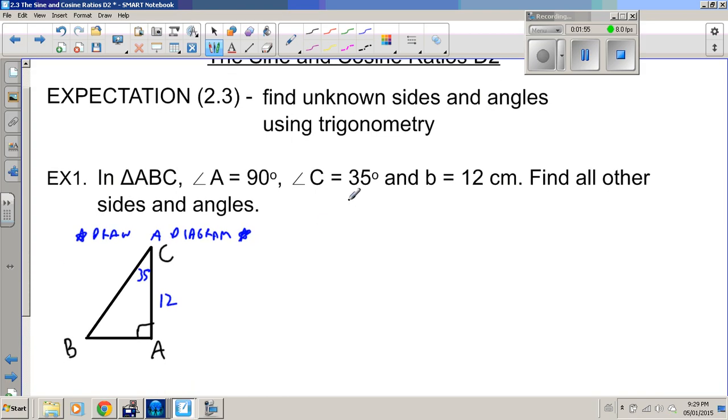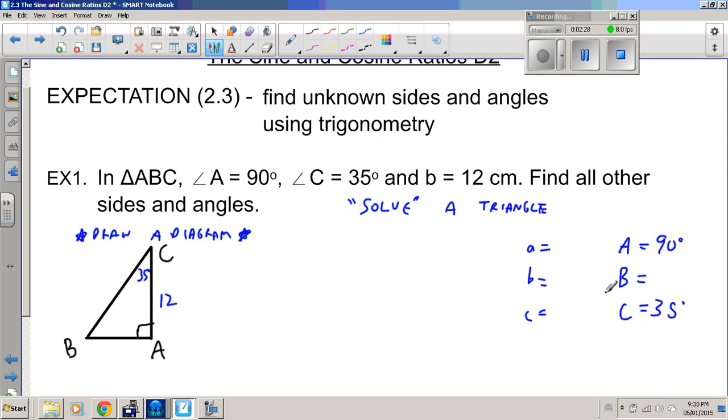Now, by the way, this is called solving a triangle. When you're asked to solve a triangle, this means finding all other sides and angles. So what are the things that we need to find? Well, what I like to do is I like to list everything. Side A, side B, side C, angle B, angle C, list everything, and then we'll know when this is full. And I'm just going to write the givens in here. This one was 35. A was 90. And little b was 12. And so when this is full, we know we're done.